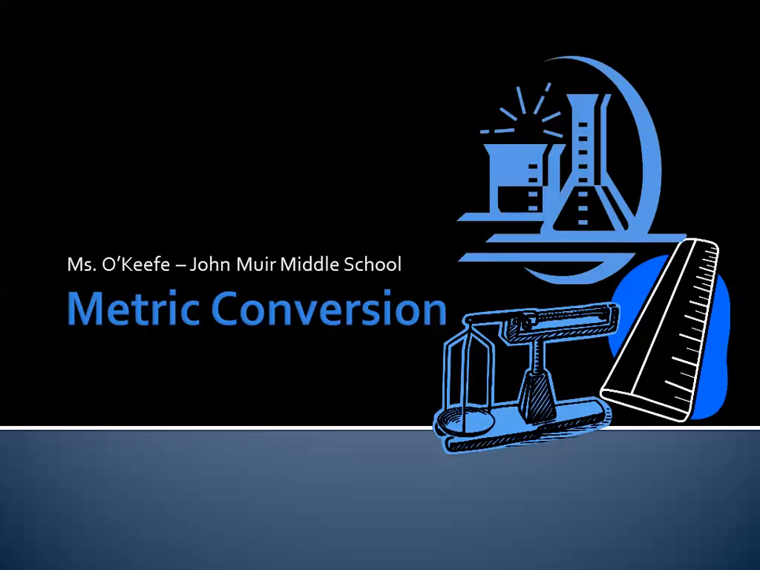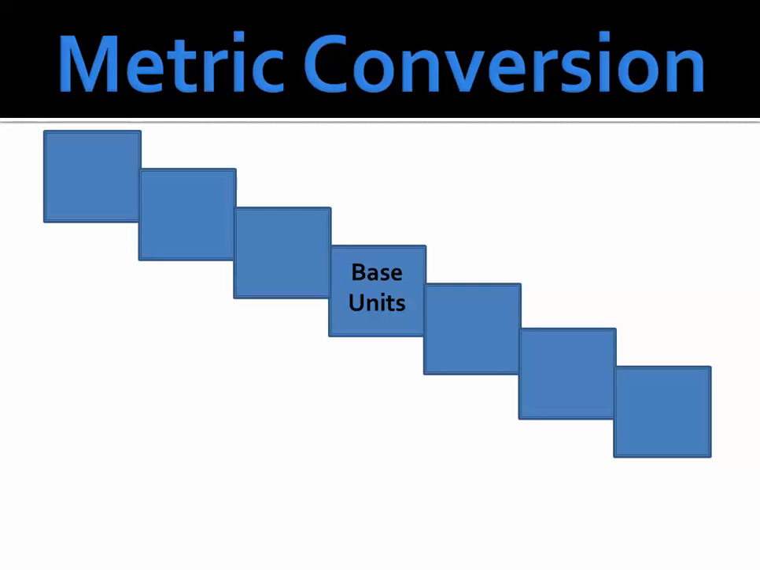You are viewing the metric conversion notes for my 8th grade physical science class. To help you with your notes, you should have the note sheet you received in class. The note sheet has 7 blocks, making a staircase down from left to right and 2 arrows, one in the upper right and one in the lower left. In the center block, write the words base unit.